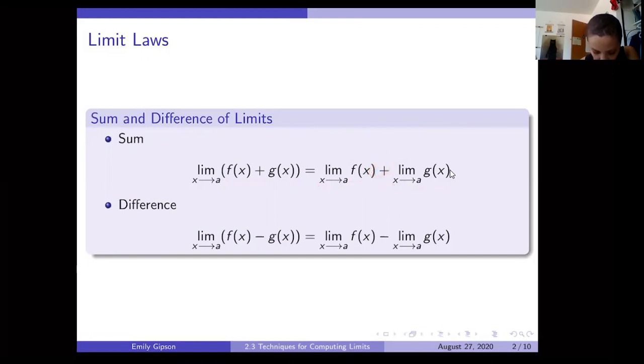And if it's true for the sum, then it must be true for the difference. So all we did was change the sign here and here, and we get the difference law. So the sum and difference law make our lives really easy.